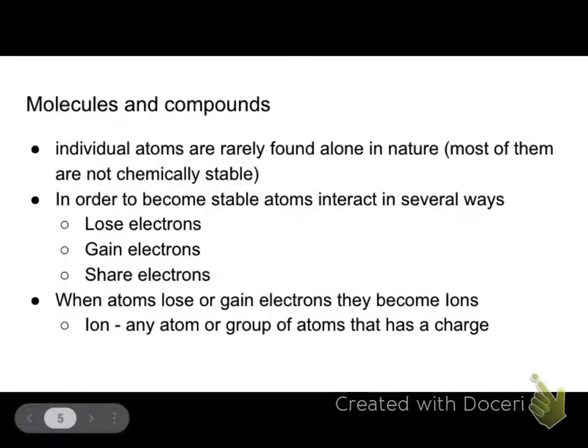Molecules and compounds. Individual atoms are not usually found alone by themselves in nature because most of the atoms on the periodic table are not super chemically stable by themselves. Okay? Instead, in order to become stable, most atoms are going to do one of the following things: lose electrons, gain electrons, or sometimes they will share electrons. Anytime an atom loses or gains electrons, they become ions.